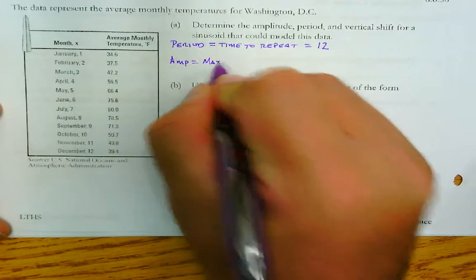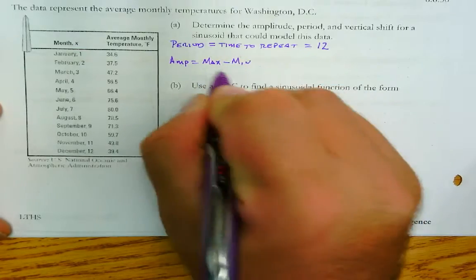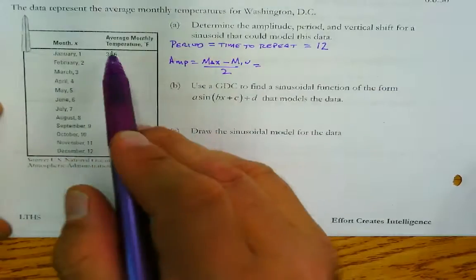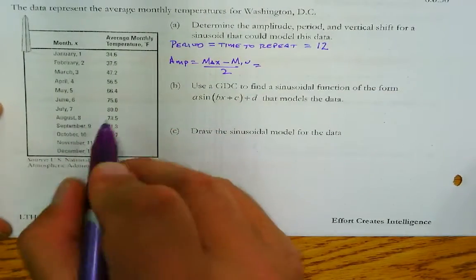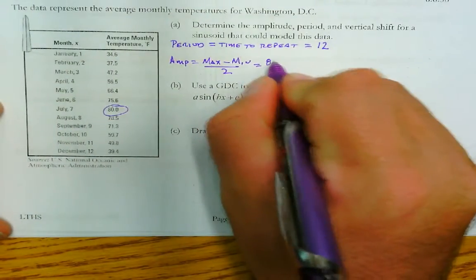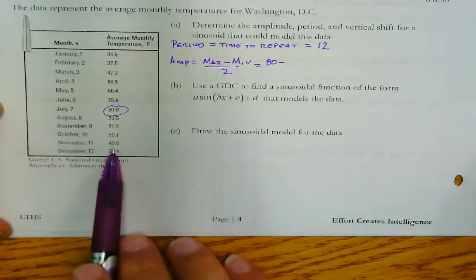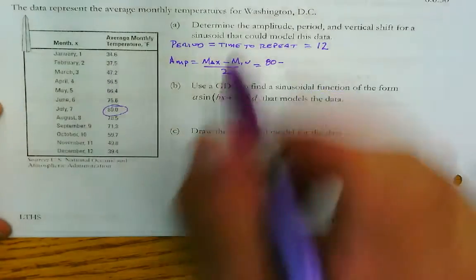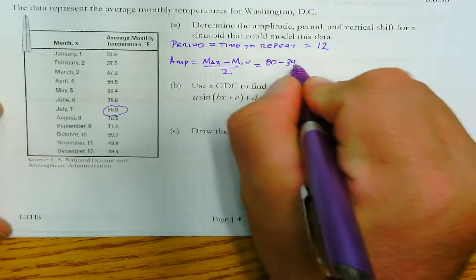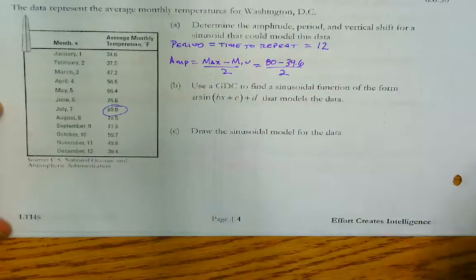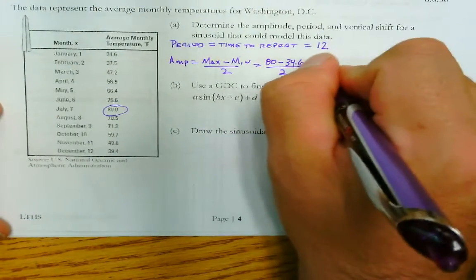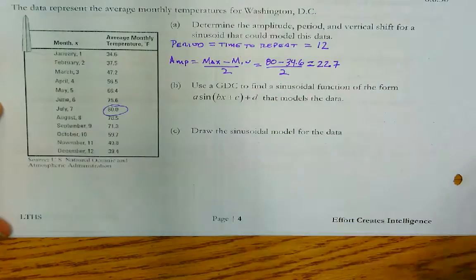is going to be our max minus our min all over 2, which in this case the maximum, if we look at our values, is 80. Our minimum, if we look at our values, 39, 37, 34, so it looks like 34.6, divided by 2. And that amplitude is 22.7.